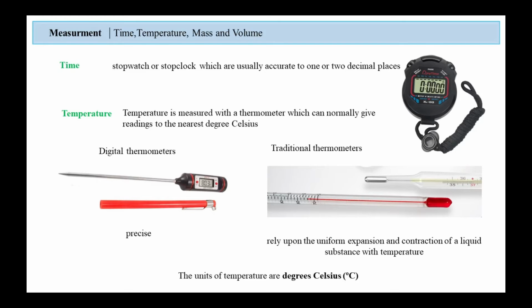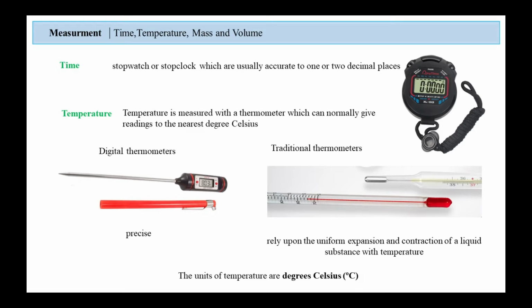For measurement of time, we generally use a stopwatch or stop clock, which are accurate to one or two decimal places. And for temperature, we use thermometers, which can normally give readings to the nearest degree Celsius. And here we represent two different thermometers, the digital one and the traditional thermometer. The digital one gives the reading of the temperature directly. And actually, this kind of thermometer is very precise.